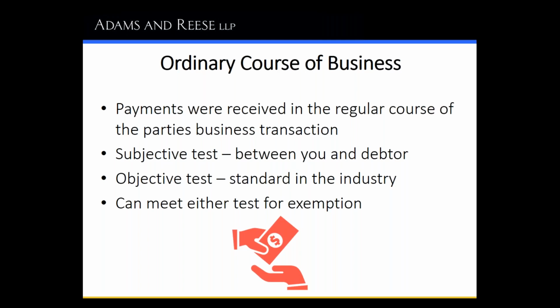On the objective test, you look at whether the payment terms and process are ordinary in the industry that you and the debtor are involved in. And you typically need expert testimony to establish this, so it can be expensive. But depending on the court, you can adjust for the strictness of proof and whether testimony from non-experts as to what the standard in the industry is may be used.